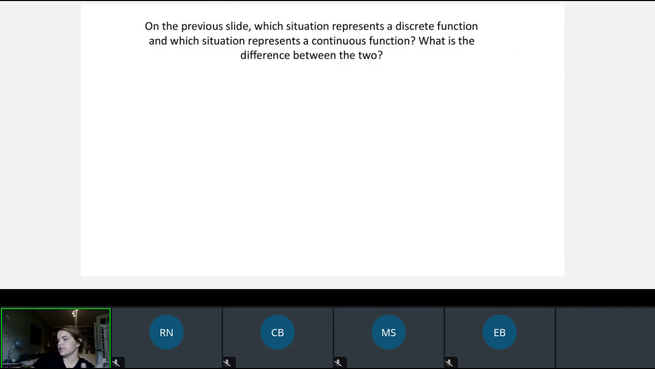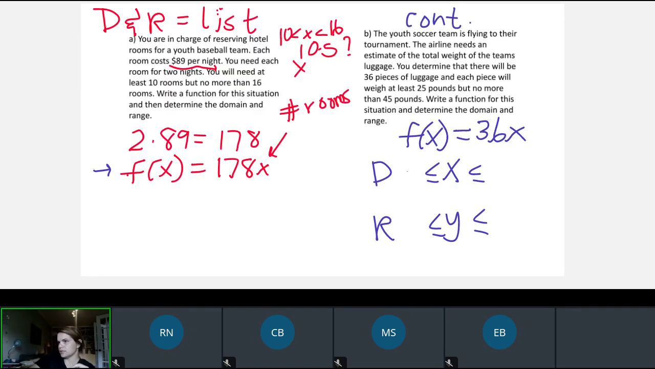Okay. For slide 7, that's what I just talked about. I told you which one was discrete and which is continuous, and then what the difference is. So continuous can be an inequality. It can include any number in between. A discrete only includes specific numbers.